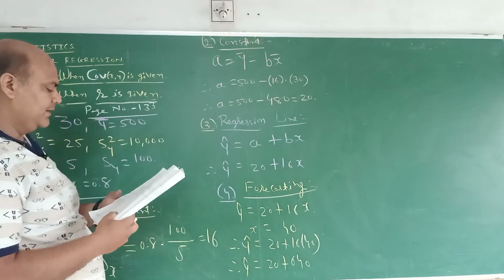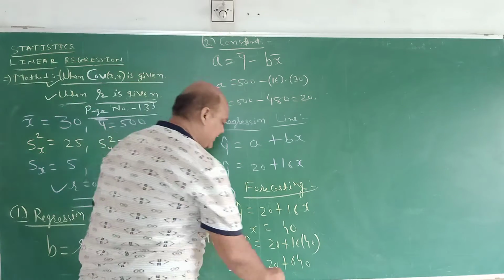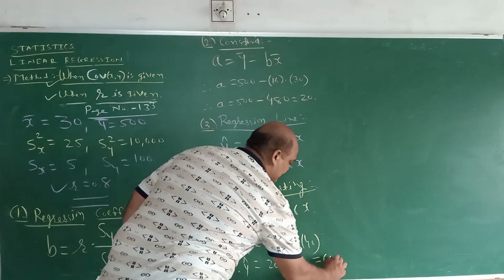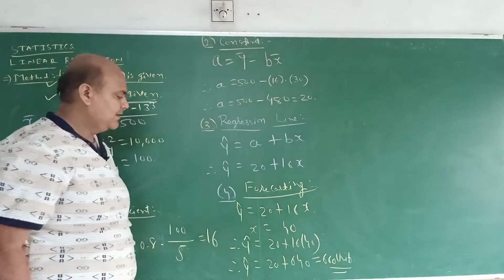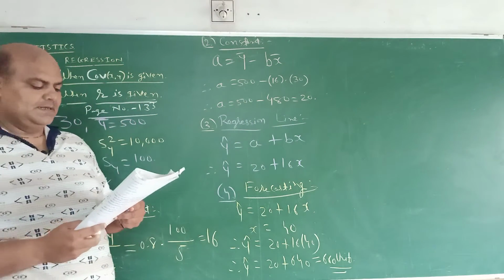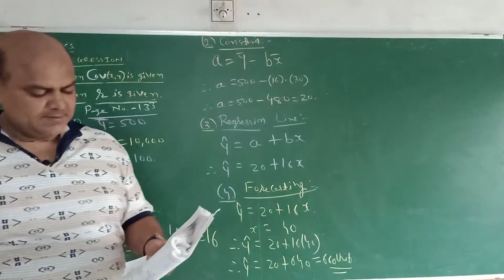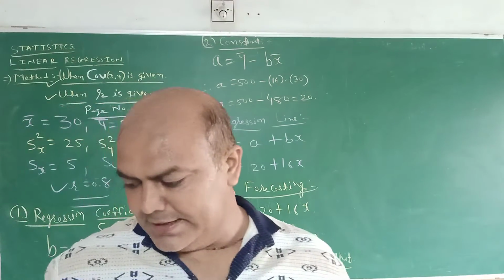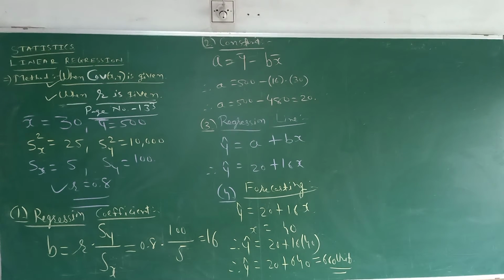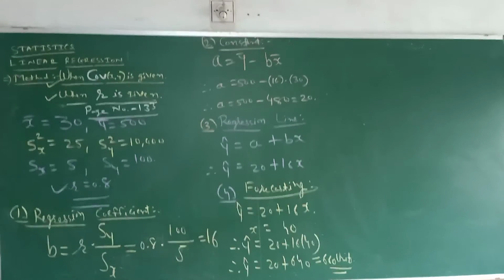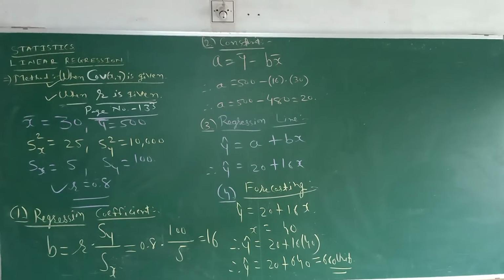Six forty plus 20, 660 units. At last we have to write, whenever the price is 40 rupees, then the estimated supply is 660 units. So this is the sum when correlation coefficient, that is R, is given ready in the question.